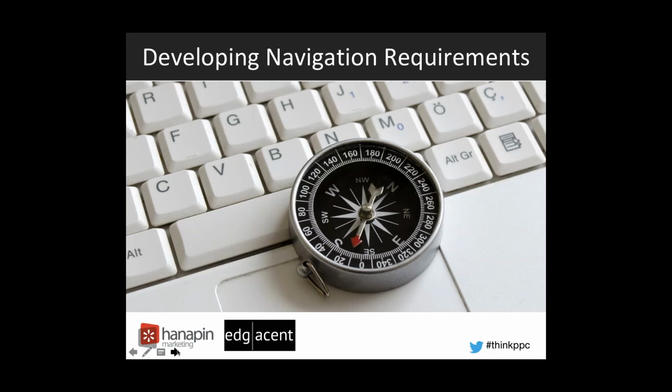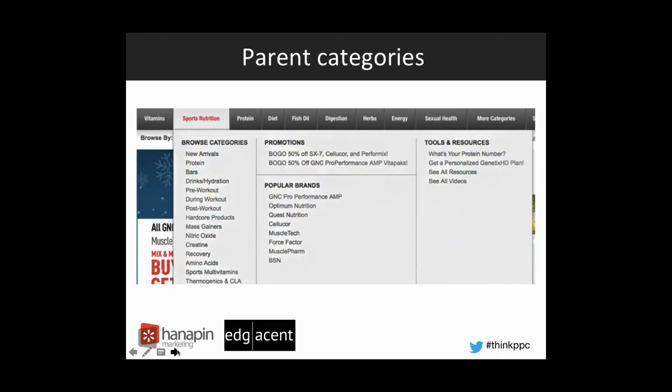So really, to get this kicked off, you need to sit down and develop some navigation requirements, and these are just some suggestions. Start with your parent categories. So GNC, if you just ignore the flyout menu for a second and just focus on the top level navigation, in the right hand corner you'll see that there's a more categories link. This is a common pitfall for everything stores and very large retailers, is that you have so many categories that not all of them can fit into your top level navigation.